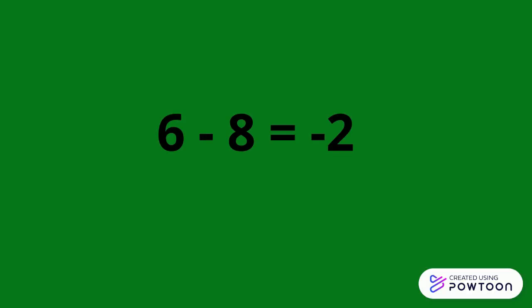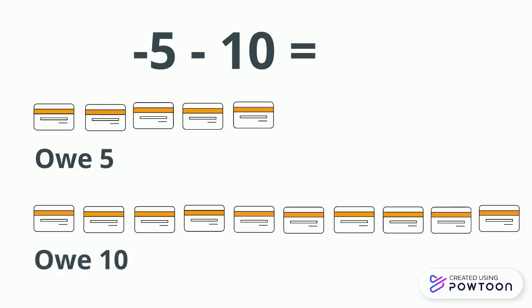So far, we have learned that we can owe more than what we have, as in this example. So we can have 6 but owe 8. We take 6 away from our debt of 8, and now we owe 2. Here, we owe 5, but now we owe 10 more, so we are adding on to our debt. We now owe a total of 15.